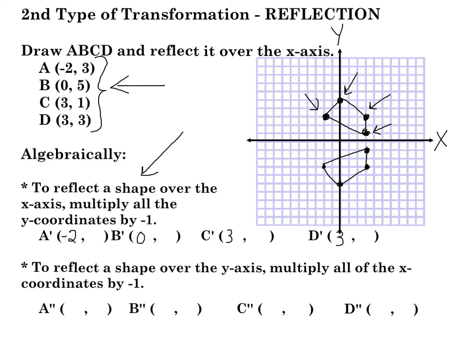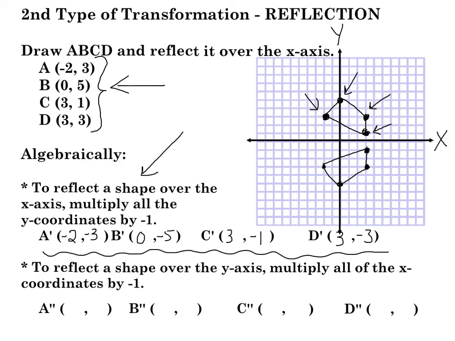So 3 times -1 is -3. 5 times -1 is -5. 1 times -1 is -1. And 3 times -1 is -3. Now, if you take a look at these 4 points right here, they should be the exact same points that we just graphed on our coordinate plane. And they are, so great job.